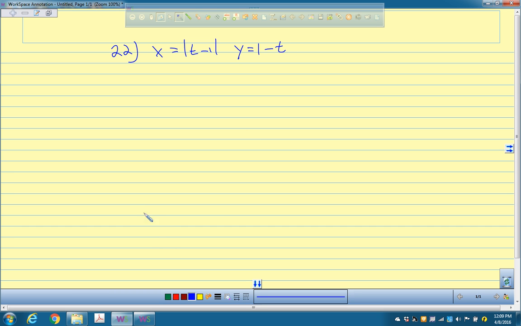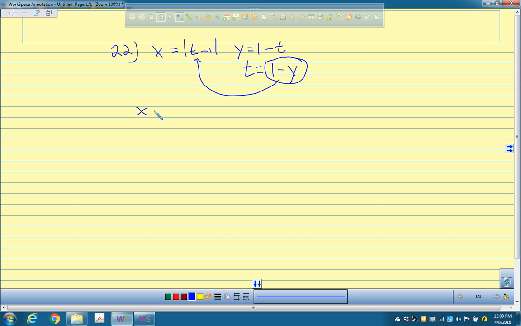But they tell you to eliminate the parameter. Basically, that means get rid of t, right? So you can solve this. t equals 1 plus y, isn't it? t equals 1 minus y. That would work, right? Yeah, 1 minus y. Then you take that and you put it in here, right?